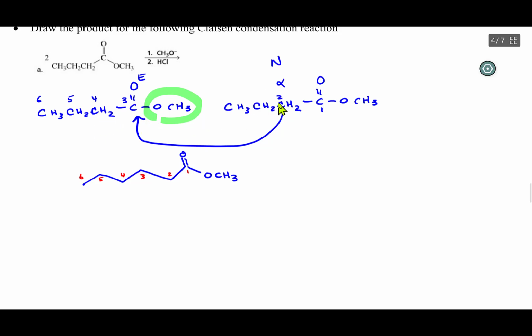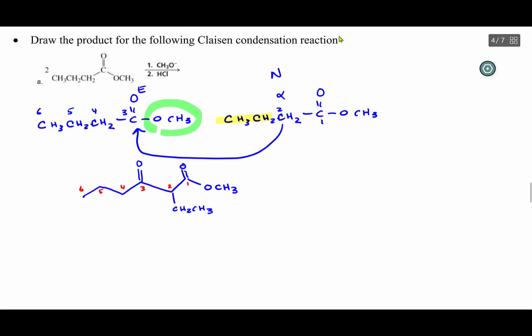But then on carbon number 2, you'll notice I have another group hanging off the side. That's that guy there. So now what I need to do is draw that group in. And that'll look like this. CH2, CH3. So it's an ethyl group. Now on carbon number 3, I'll have my carbonyl back. And that's what makes this different from an aldol reaction. It's a substitution and not an addition type reaction. And then carbons 4, 5, and 6 are just a straight chain. So this is my Claisen condensation product.